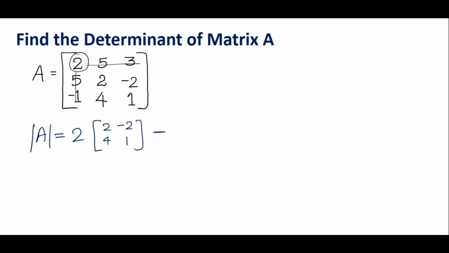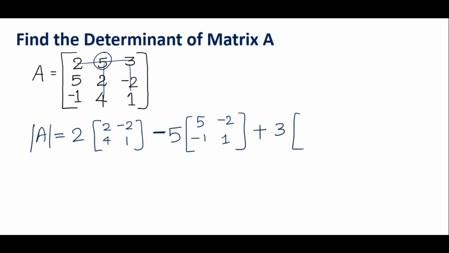Okay. Minus, I'll take 5. I'll discard this row and column. So I have 5, negative 1, negative 2 and 1, plus the last term 3. So I'll remove this column and this row. So I have this part, which is 5, negative 1, 2 and 4.